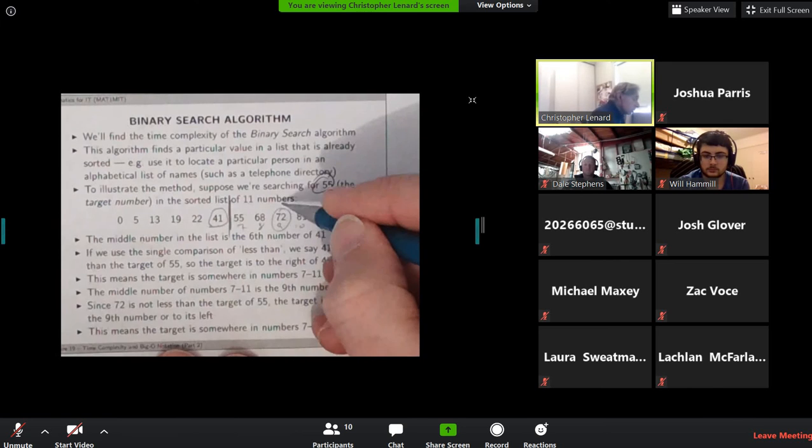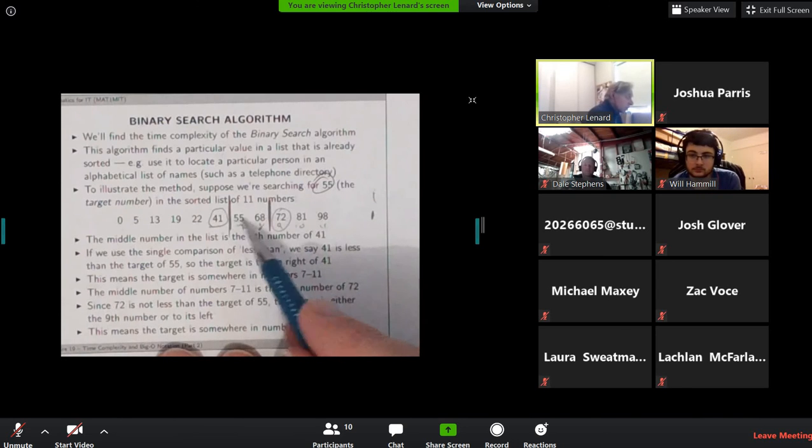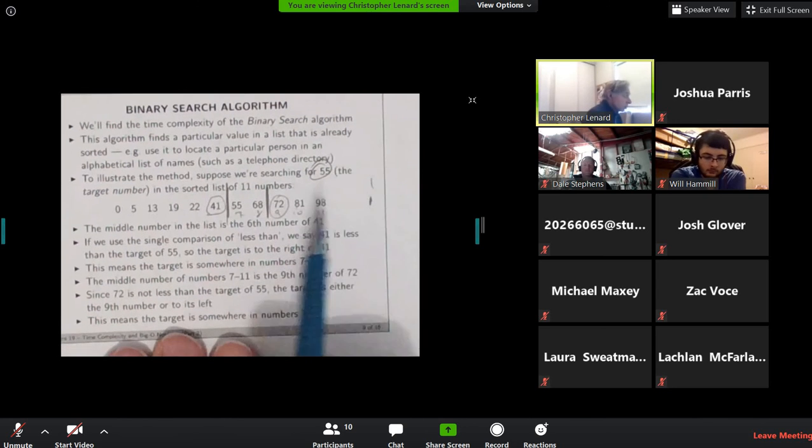So you now know that it's in this part of the list. So we've made one comparison to decide it's in the right-hand half. Then within the right-hand half, we've made another comparison to decide that it's in the left-hand half of this shorter list.